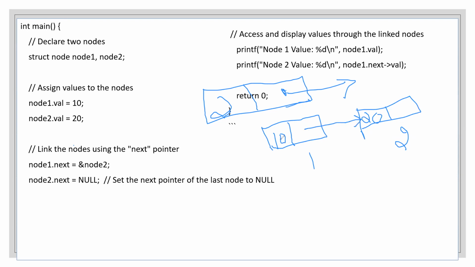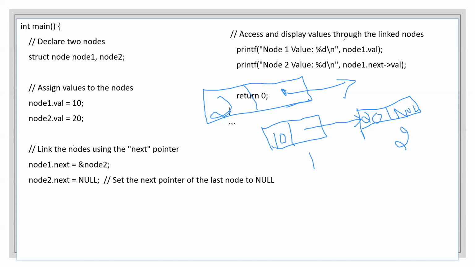Node1.next: this is value, this is next. And node2.next contains NULL, which means it's the end of the list. If it is the last node, the next is NULL, and that is called the end of the list. So we set the next pointer of the last node to NULL.